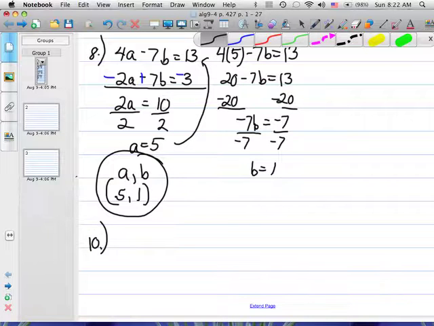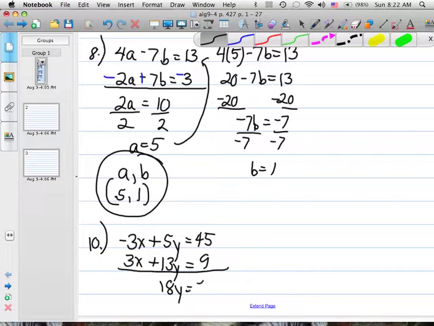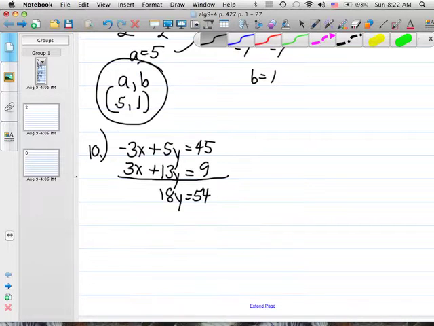Copy the system for number 10, -3x plus 5y equals 45, and 3x plus 13y equals 9. Since the signs are opposite here, we just go ahead and add. So that'll give us 18y equals 54. Divide by 18, and y equals 3.